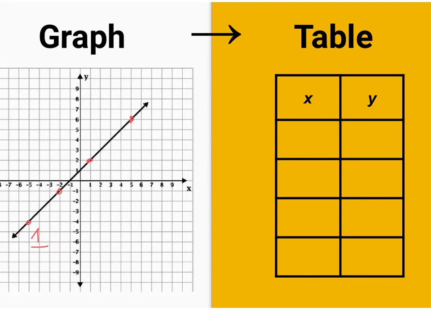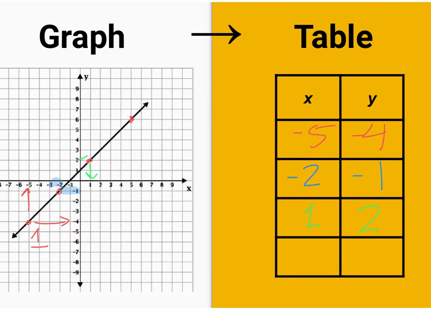It's at -5 for our x value and -4 for our y value. Now our next point is at -2 for our x value and -1 for our y value. Our next ordered pair we'd look at, we have 1 for our x value and we have 2 for our y value.